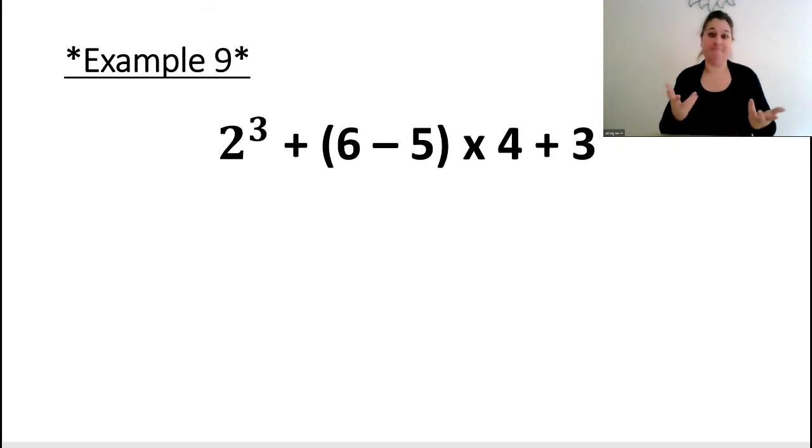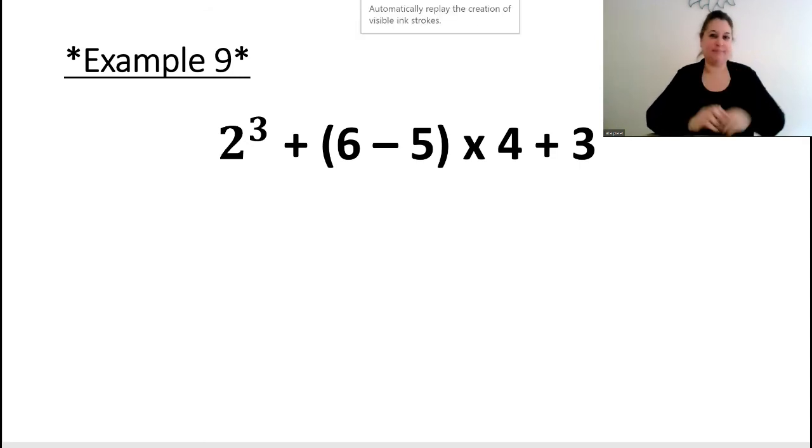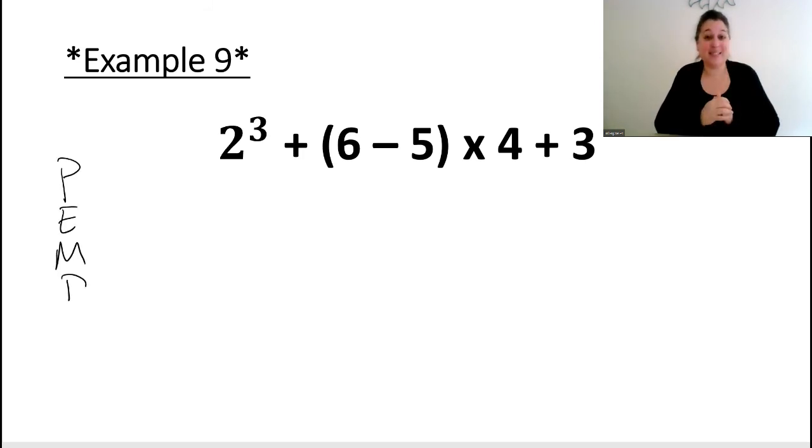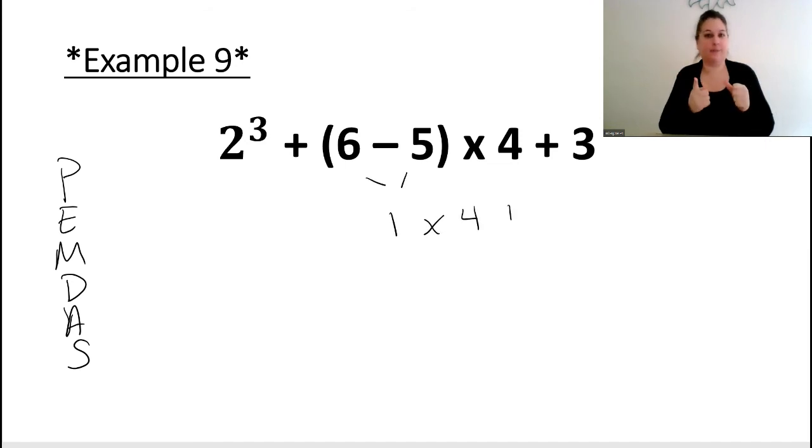All right, go ahead and press pause and try this problem, and then come back when you're done to check your work. Go ahead. All right, so I'm going to write down PEMDAS. Okay, so I got to do what's inside the parentheses first. 6 minus 5 is 1. Then bring everything else down.